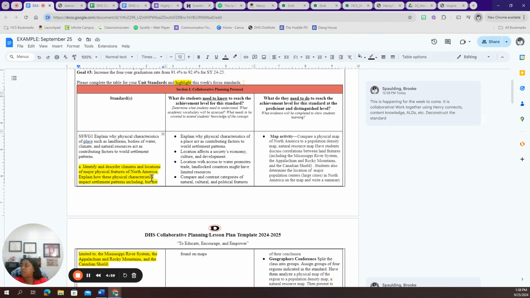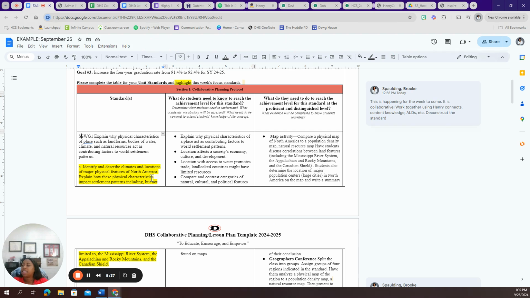For instance, here, if I'm trying to get students to identify and describe climates and locations and physical features, I need to first make sure that students can explain why physical characteristics of a place act as contributing factors to world settlement. I need to make sure they can compare and contrast different categories of the features that we see on maps. They need to be able to locate and know the difference between locations. Is it landlocked? Does it have access to water? Those are things you just need to know in order to really determine why people live where they live.